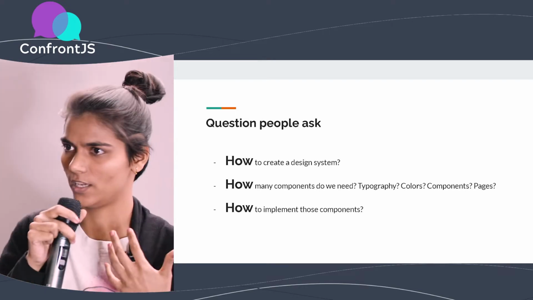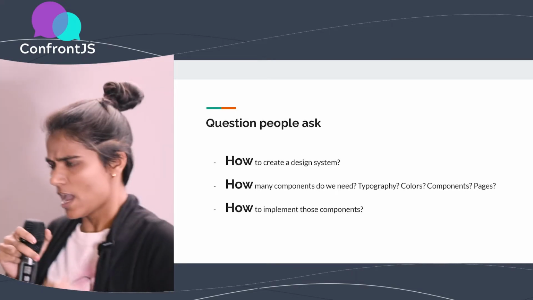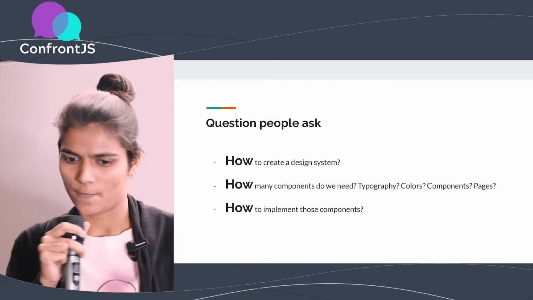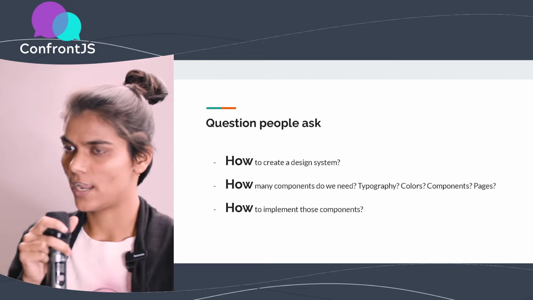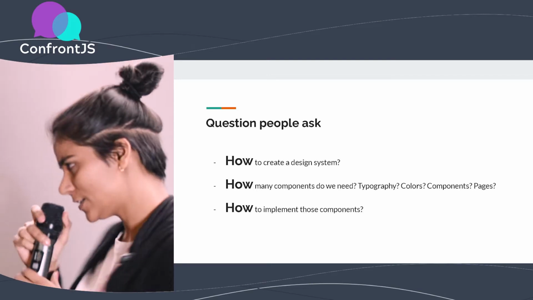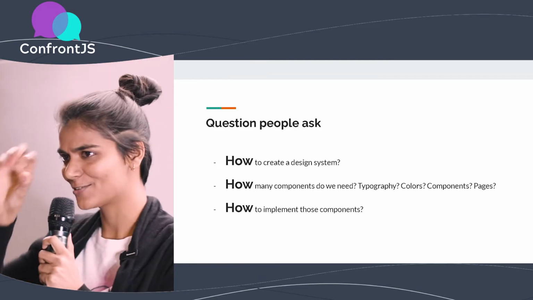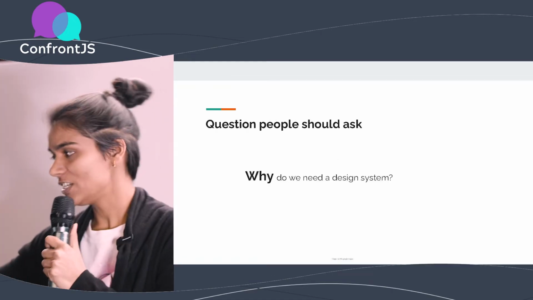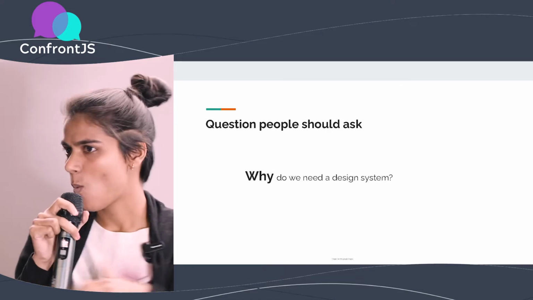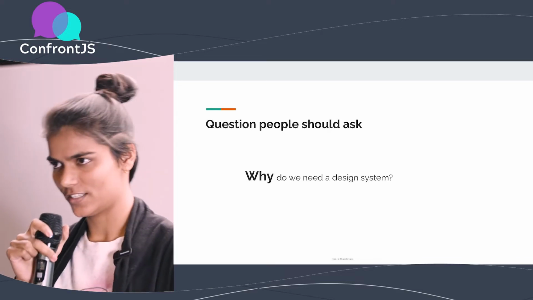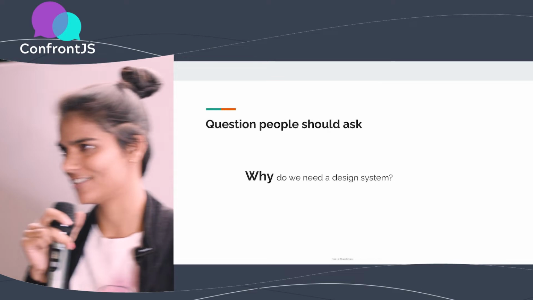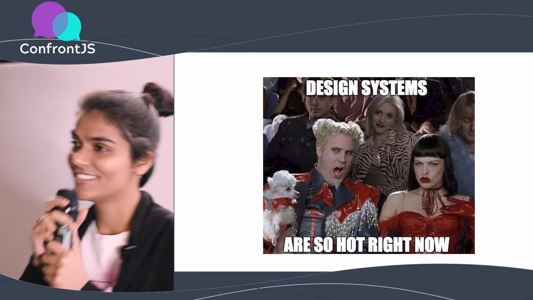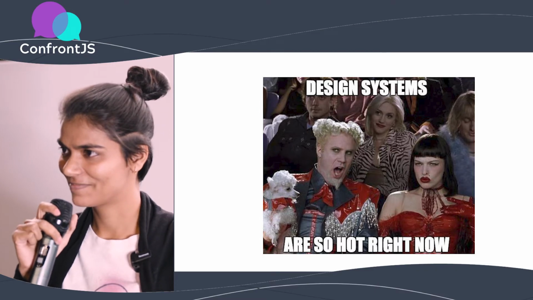When people get introduced to design systems, they ask how to create a design system, what components they want to have, or how to implement those components. You see, the "how" is pretty big. This is the question people are asking. But the question people should ask is, why? Why do you need a design system? What is the reason behind it? Do you really need it?